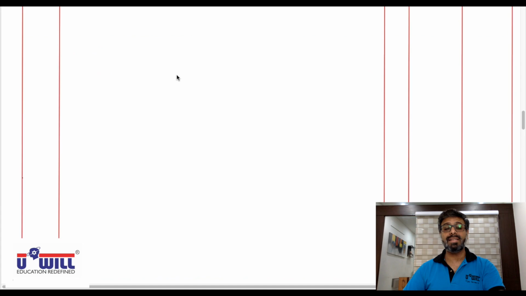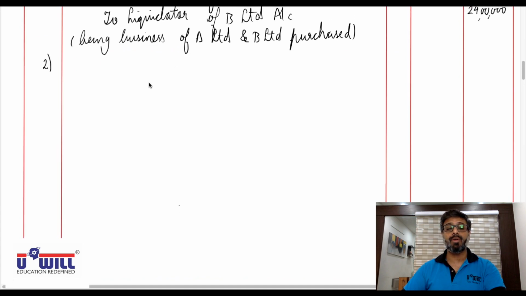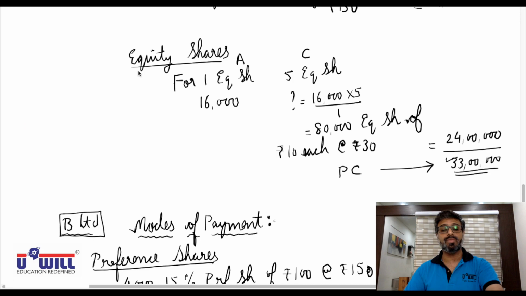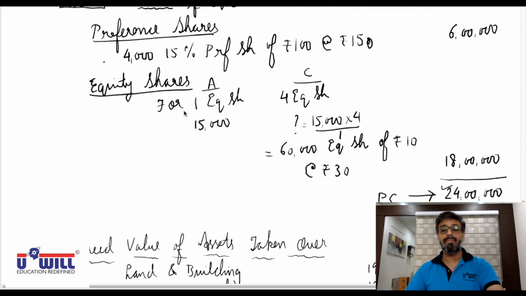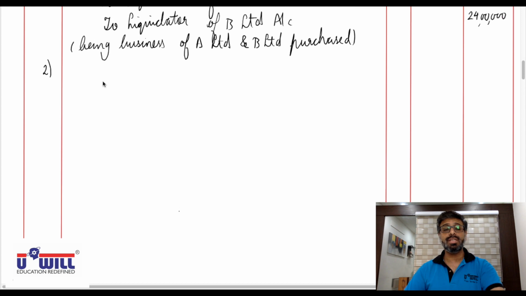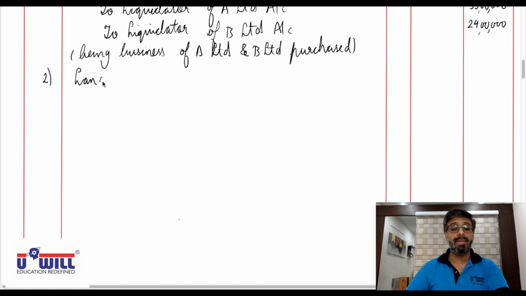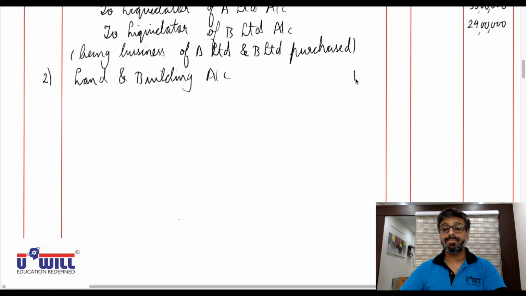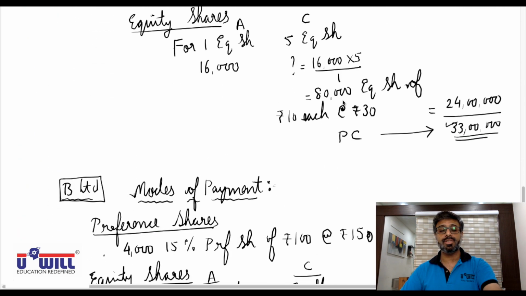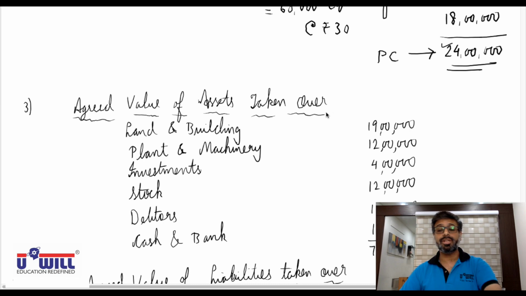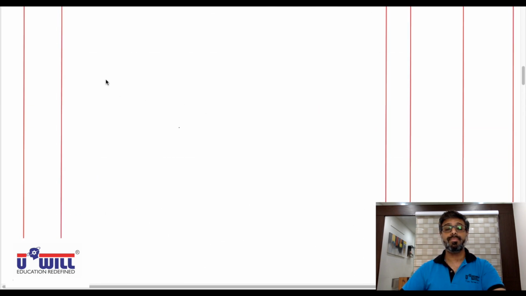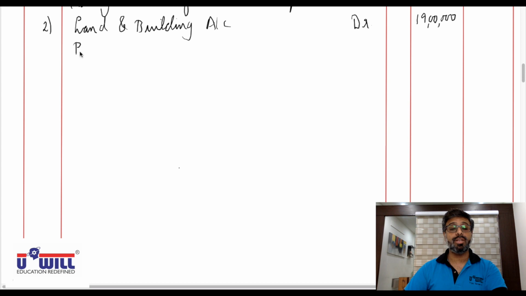Okay. So now we will pass journal entry 2, assets account debit. Now assets account debit straight away you can take from this workings only, as we have done. Land and building with 19 lakhs. So in the second journal entry, assets account debit with agreed value, land and building account debit with 19 lakhs. Then after land and building, directly from the workings you can pass this second entry now. Plant and machinery account debit with 12 lakhs.